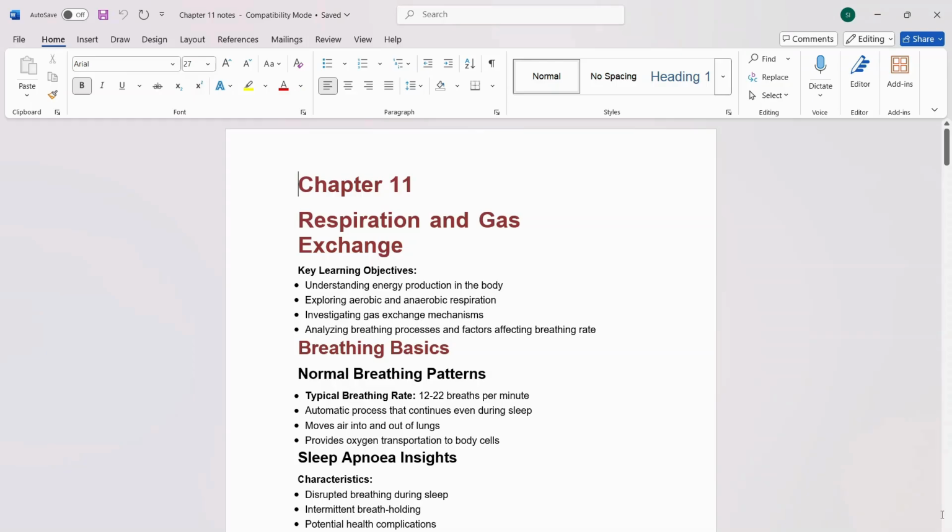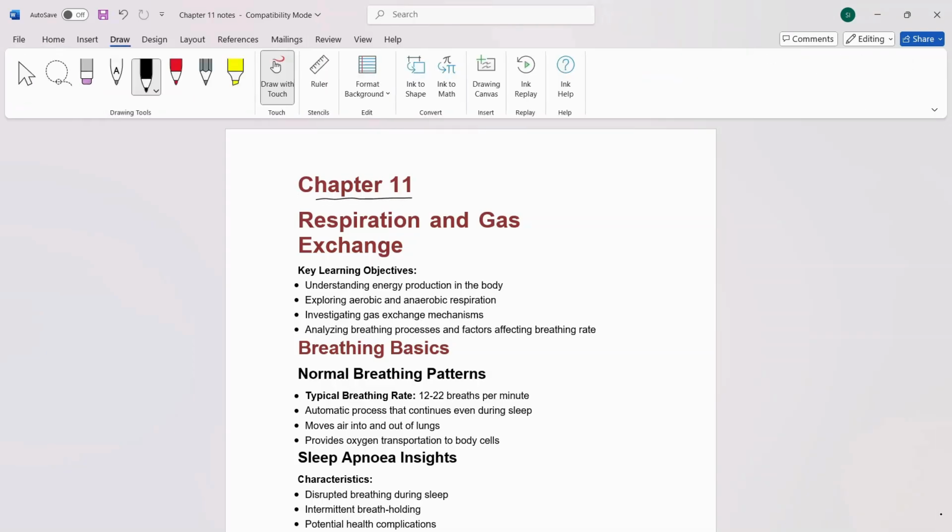Let's start our chapter 11, Respiration and Gas Exchange. Key learning objectives. We are going to understand energy production in the body, exploring aerobic and anaerobic respiration, investigating gas exchange mechanisms, analyzing breathing processes and factors affecting breathing rate.